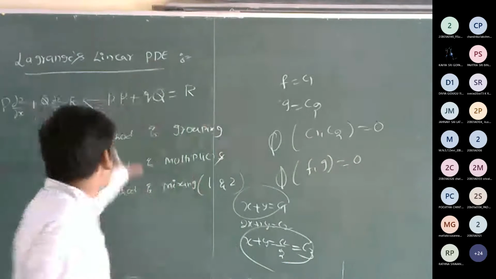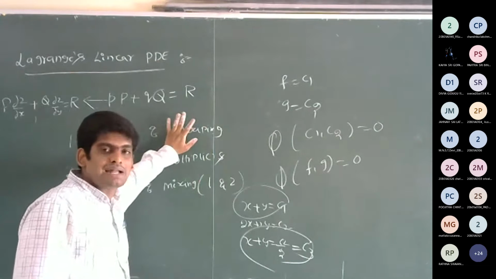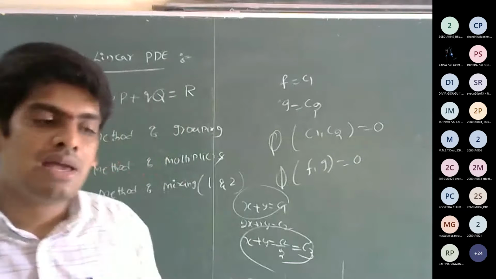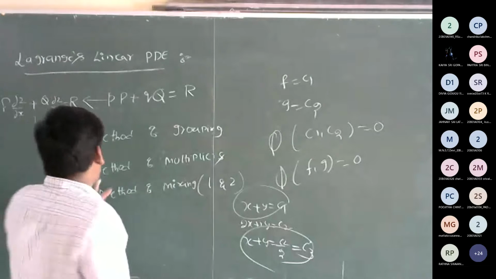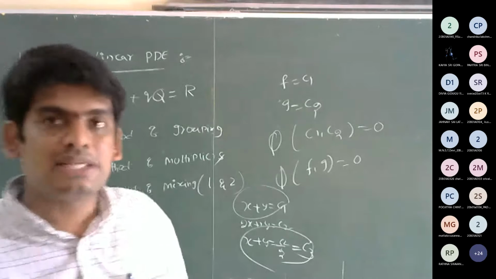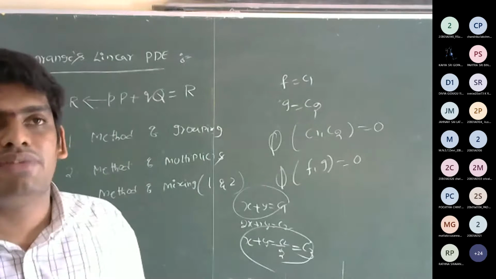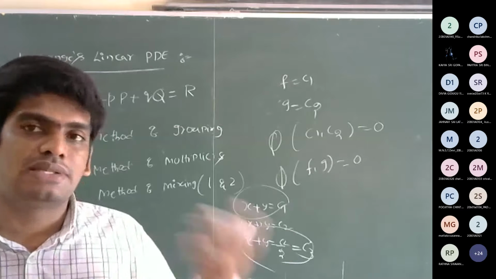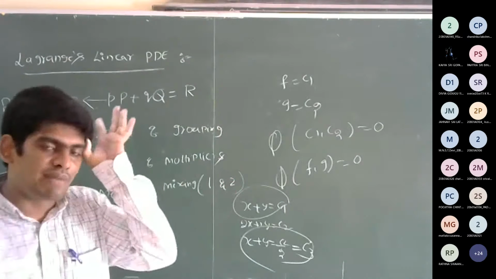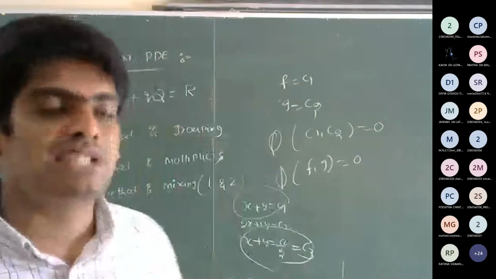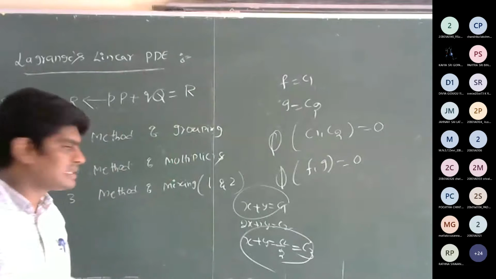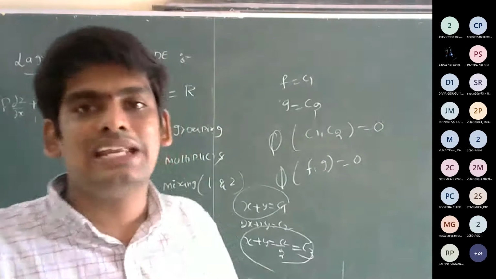But in this case, using only method of grouping, we have to calculate the 2 solutions, and the 2 solutions must be distinct solutions. Coming to method of multipliers, we have to choose the distinct multipliers. That is very, very important. How we choose the multipliers, I will explain later very clearly. And in the last one, one solution is obtained by using the method of grouping, and another solution is obtained by using the method of multipliers. So these are the 3 methods for solving the Lagrange's linear PDE.